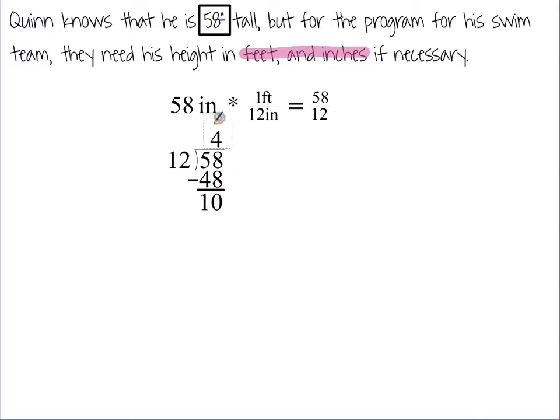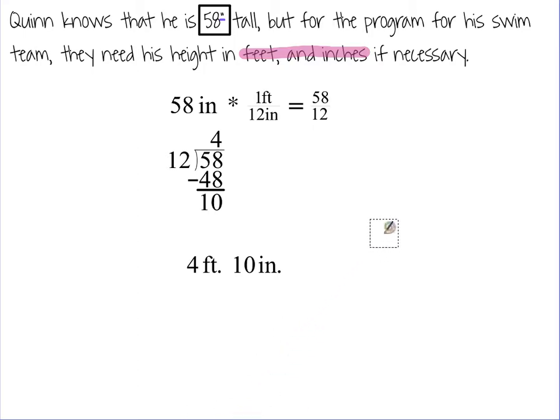So again, I'm taking that 58 inches and I'm putting it into groups of 12, because each group of 12 is 1 foot. I'm able to make 4 feet, but I have 10 inches left over. So when I write that as 4 feet, that's how many groups of 12 I was able to make, and 12 inches make a foot, so 4 feet, 10 inches.